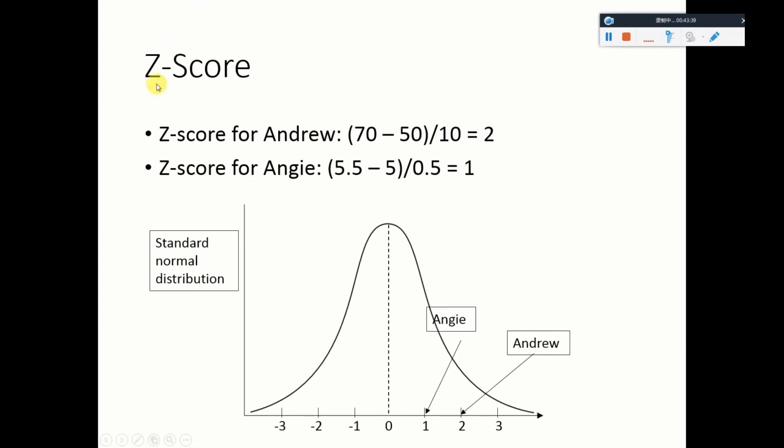Okay, so that's the use of z-scores. And really the z-score is a very, very important concept. So we will revisit this idea, this concept, frequently in future classes.